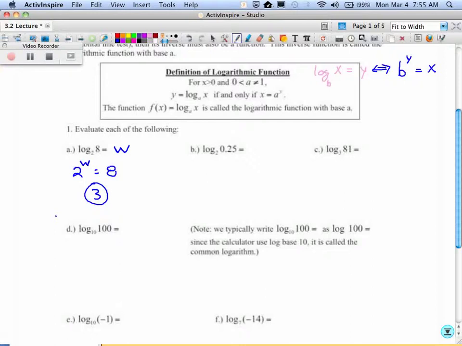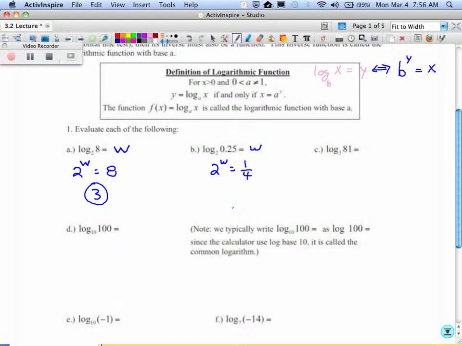Part B. Log base 2 is 0.25. Again, maybe you'll call it w. 2 to the w equals, I think it's easier if you switch that decimal out to the fraction. So instead of 0.25, let's call it 1/4.